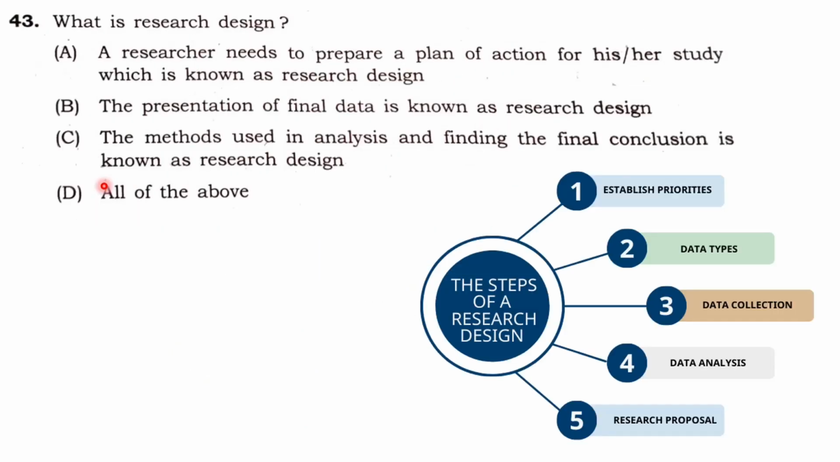Now next, what is research design? A research design helps us to establish the priorities, the data types, data collection, data analysis, and then the research proposal. So all of these are the steps of a research design. Entirety is a research design, not an independent step. Here the first option is to prepare a plan of action. So this is establishing priorities. The presentation of final data, this is our research proposal. The methods used in analysis and finding a final conclusion is known. So the correct answer should be all of the above.